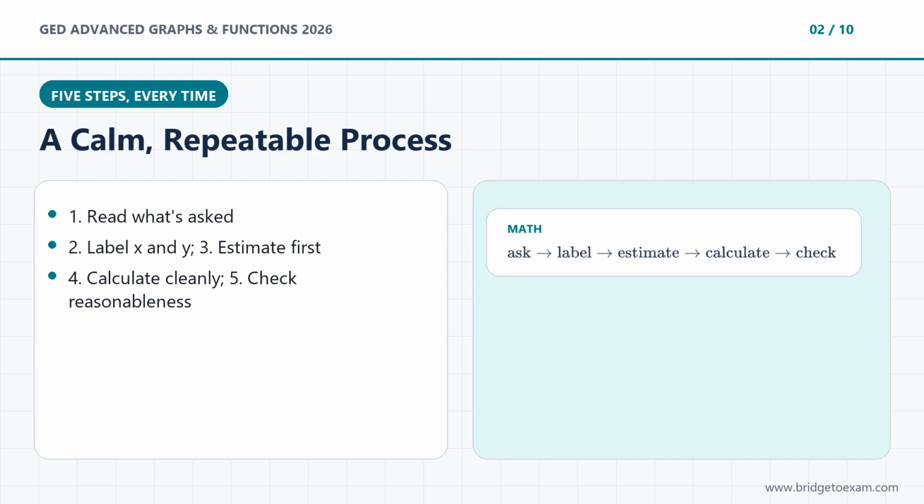Strong graph performance is a process, not a guess. First, read what the question actually asks. Second, label what x and y mean. Third, estimate the answer from the graph before you compute. Fourth, calculate with a clean setup. Fifth, check that your answer is reasonable. The same 5 steps work on every graph question.